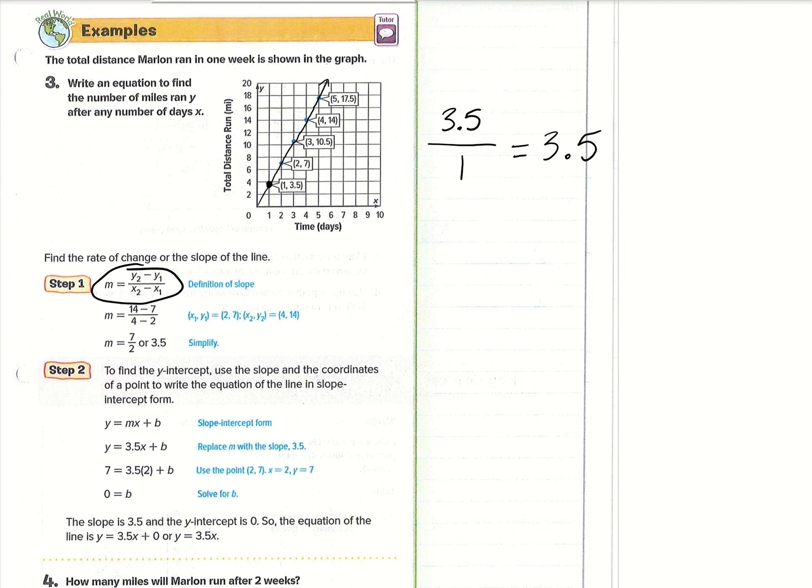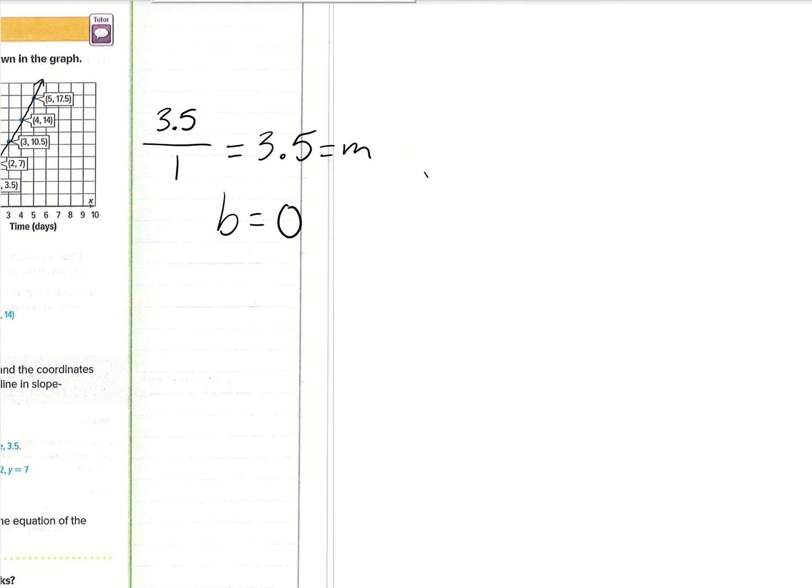So there's our slope, which is the letter M. Okay. And then we're going to write our equation in slope-intercept form. So now we need to see what our y-intercept is. We can see by our line, it crosses the y-intercept at 0 right there. Okay. So b equals 0. Remember, b is the y-intercept in the equation y equals mx plus b.